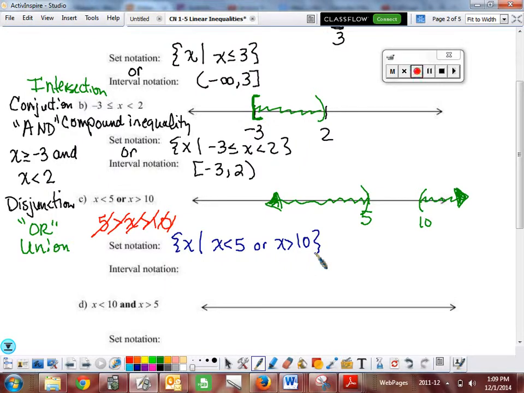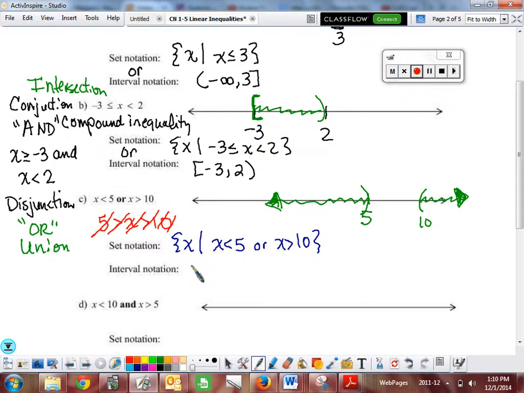Disjunction, remember when we did sets? These two sets are what kind of sets? They have nothing in common. Didn't we talk about that? Disjoint sets? So disjunction, disjoint sets, they have nothing in common. So that's kind of what we're looking at. We're combining two sets together that have nothing in common.